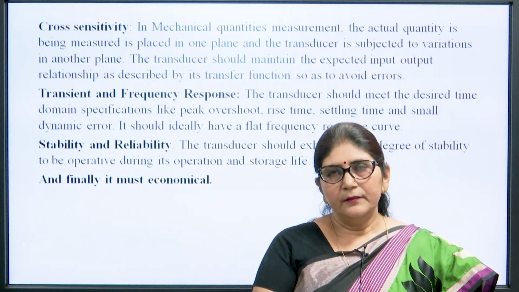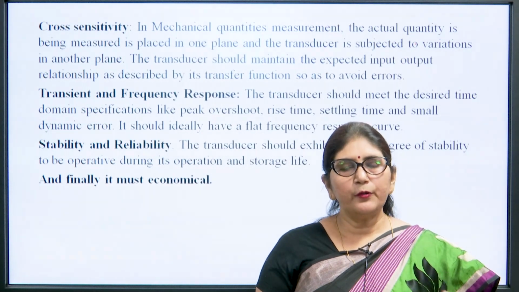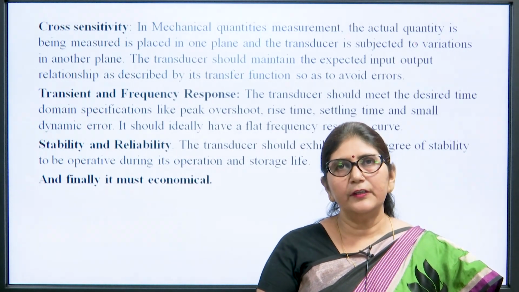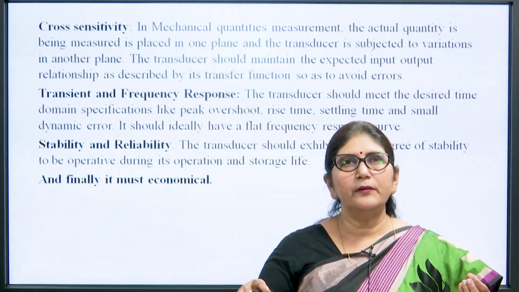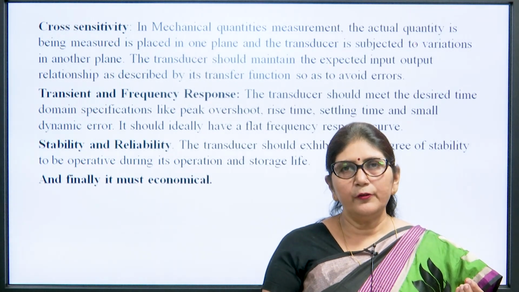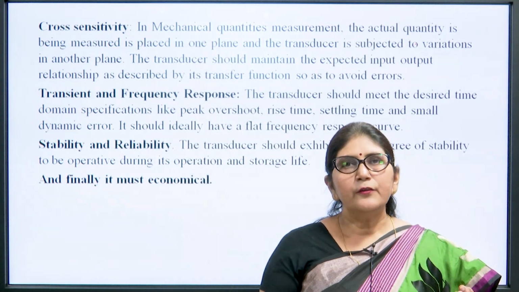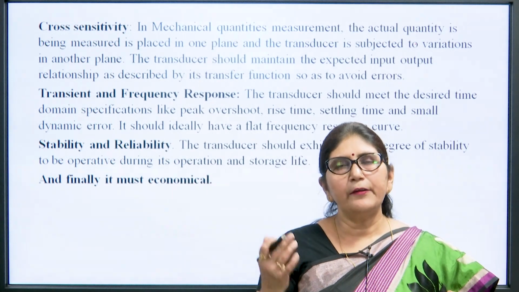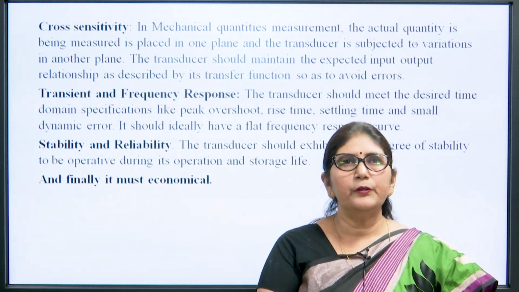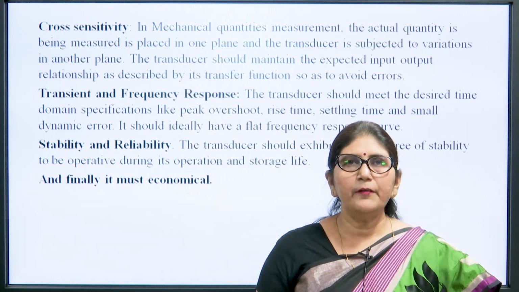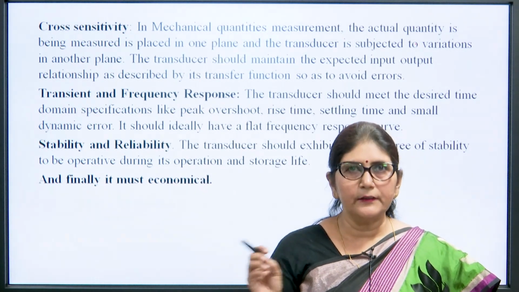Then cross sensitivity. When mechanical quantities are measured, it may be possible that our transducer is placed at one place, and the equipment whose mechanical quantity we want to measure is placed at another place, and suppose there is a vibration in that place. So, the transducer should not be affected by that vibration. The transducer should maintain the expected input-output relationship as described by the transfer function. So, it should not be affected by the vibration of the other surface.